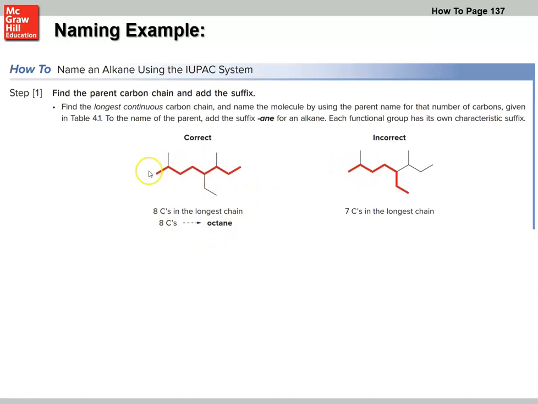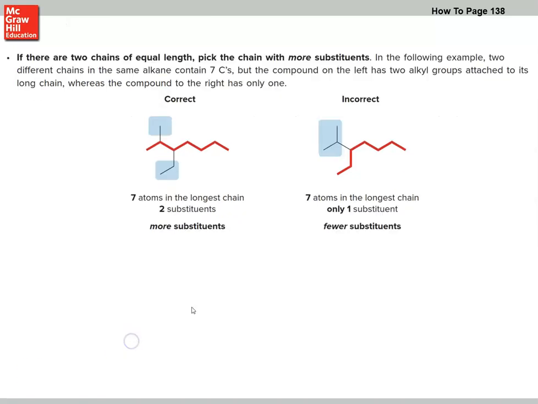So if I come straight here, I get 8 carbons. If I bend that down, it's 7. So this is the longest chain that we're going to use in order to identify the base, that parent group. So this would be an octane. And we'll talk about these substituent groups. Those are groups coming off of the longest chain. So we'll talk about those next here.